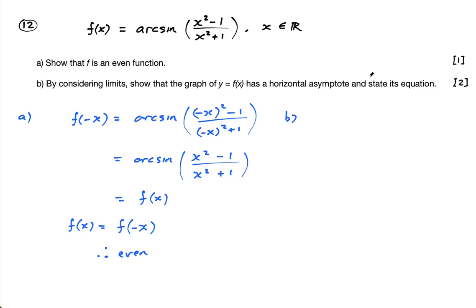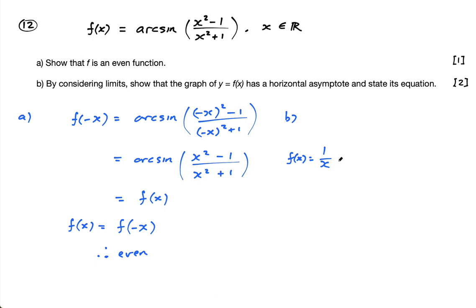Right, the horizontal asymptote, and this is true for any function, occurs as x approaches infinity. Because think about it, if x approaches infinity and f of x approaches some value, you're going to have a horizontal asymptote. For example, imagine the function f of x equals 1 over x. Well, as x approaches infinity, f of x approaches 0, hence it has a horizontal asymptote.